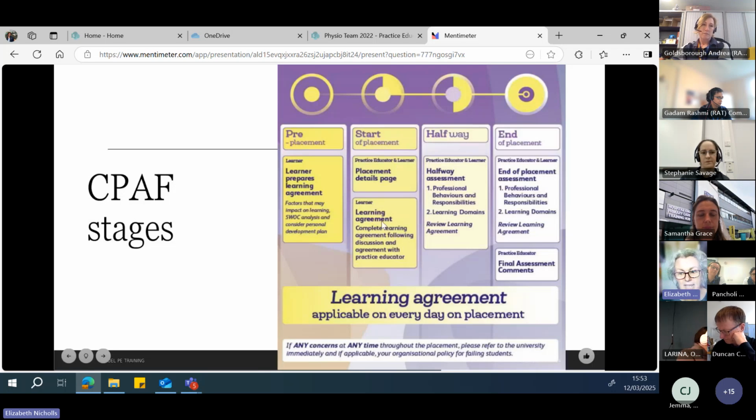Halfway, as we've already said, is where we encourage you to set aside some time with the student to review those learning objectives. Where are they at that point? Are they where you'd expect them to be at halfway? Are they on track towards achieving those objectives? If they are, what do they need to be doing in the second half of the placement? And if they're not, what are the issues?